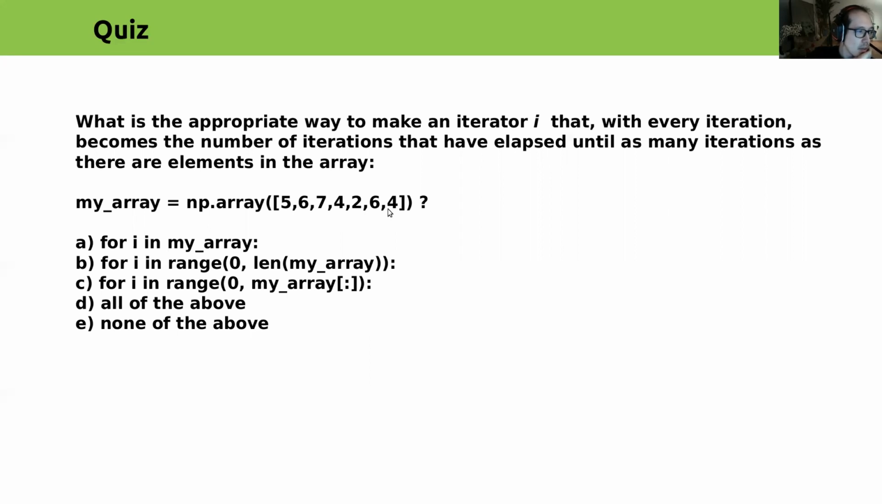So in this case, we're going to want to use one of these range generators. So if we look at the second option here, for I in range 0 to the length of my array, this is going to generate numbers 0, 1, 2, 3, 4, and so on up to, but not including the size of this array. So this is the option we want here, the second one.